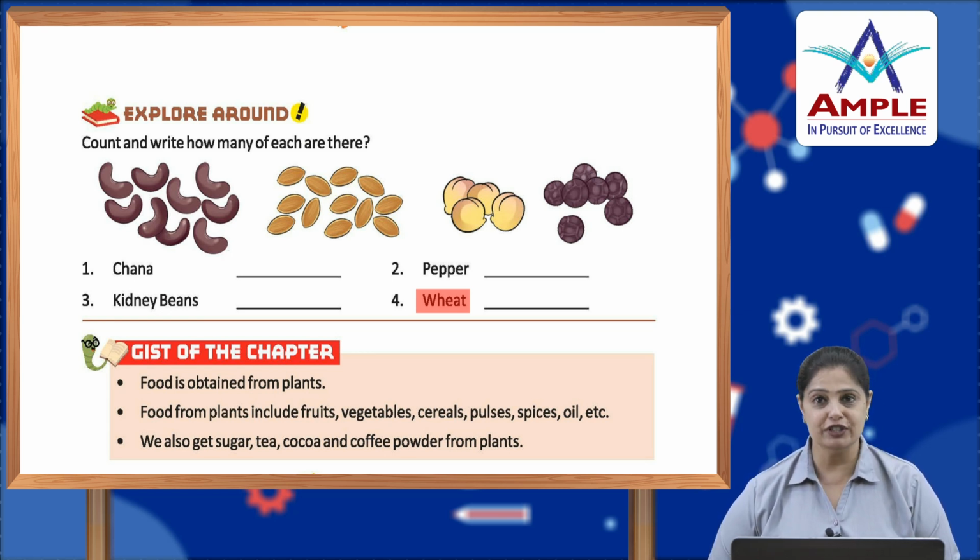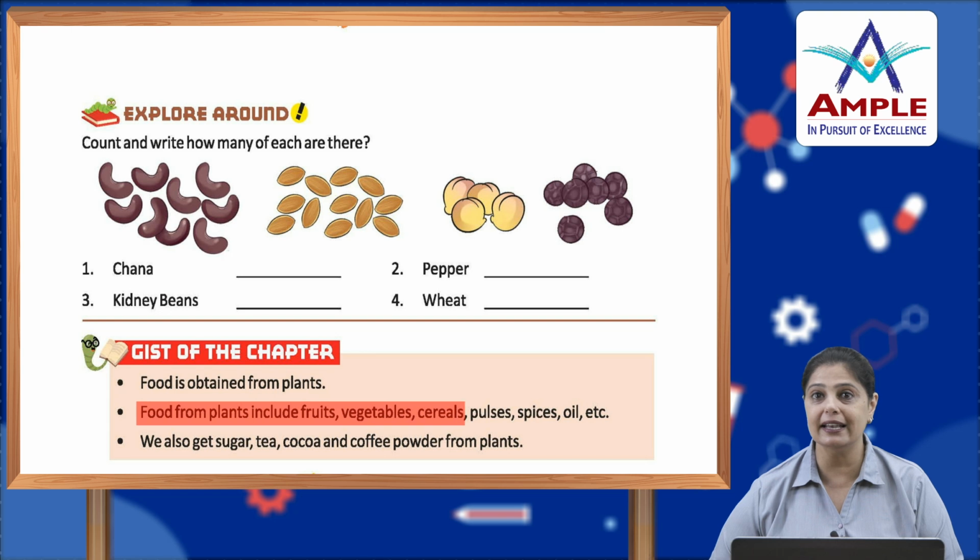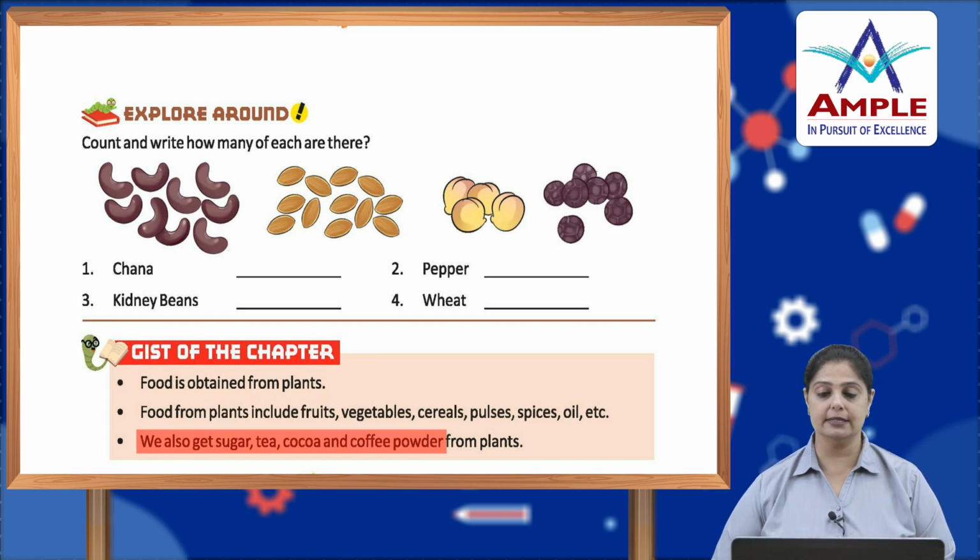Okay, gist of the chapter. Food is obtained from plants. We get the food that we eat from plants. Food from plants includes fruits, vegetables, cereals, pulses, spices, oil, etc. So, different things we get from plants. We also get sugar, tea, cocoa and coffee powder from plants.